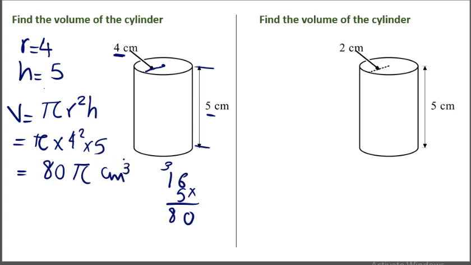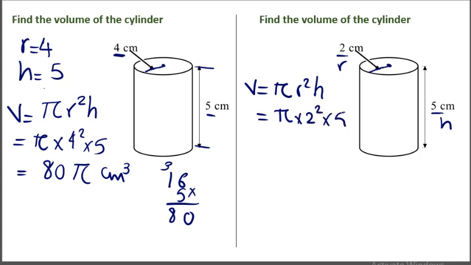Another one. Find the volume of the cylinder. What is 2? Radius or height? 2 is inside the circle. It is from the center to the edge of the circle. This is r. And what's 5? 5 is h. So the volume will be pi r square h, which is pi times 2 square times 5. 2 square is 4. 4 times 5 is 20. 20 pi centimeter cube.